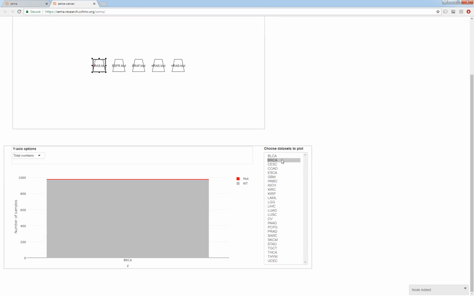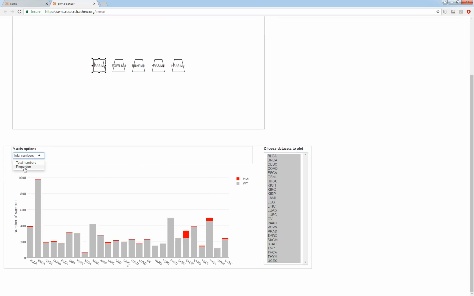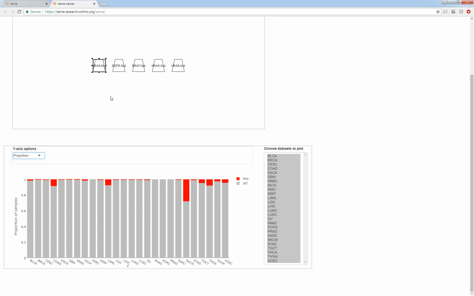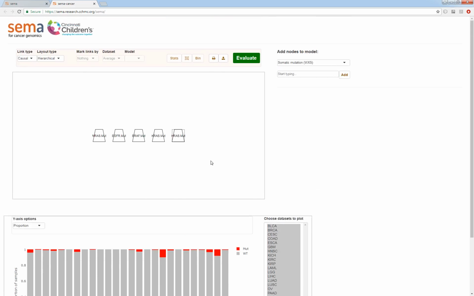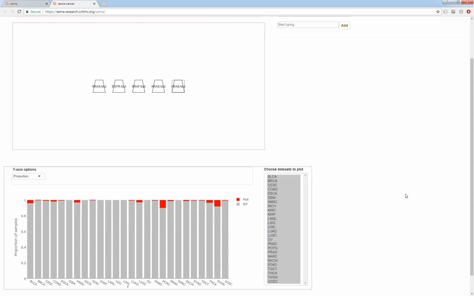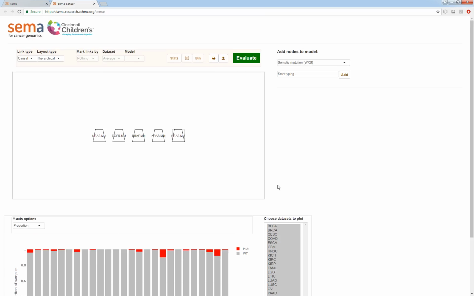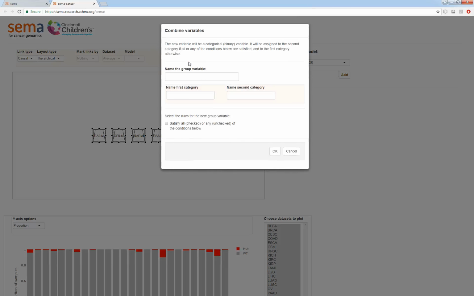When you look at them individually, you can see the distribution, the frequencies of their mutations at different cancers. But another thing that you can do in SEMA is by looking at them collectively. To look at the collective mutations in the whole RAS MAPK pathway, instead of looking at them individually, you just combine these variables into one by using this function here.